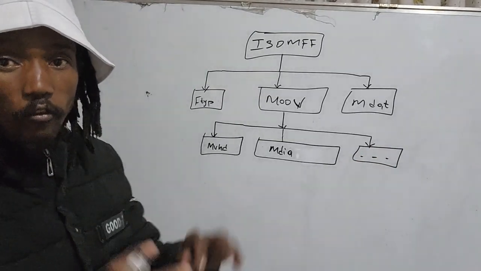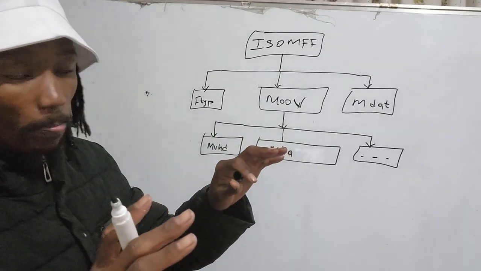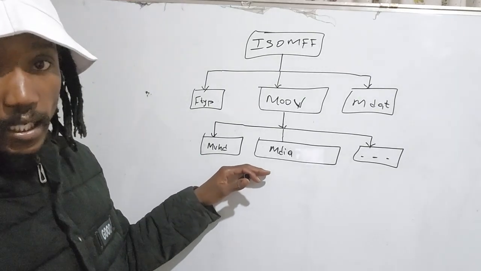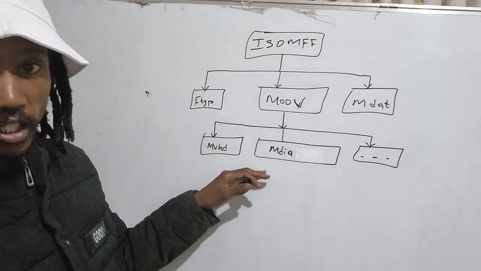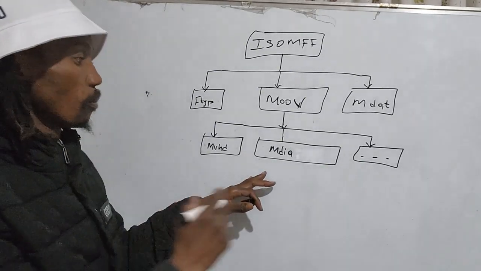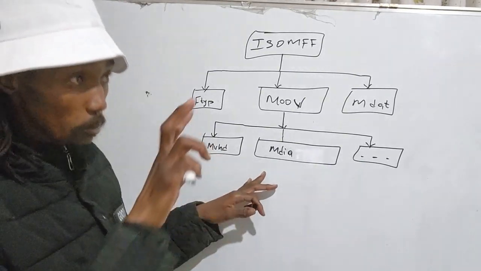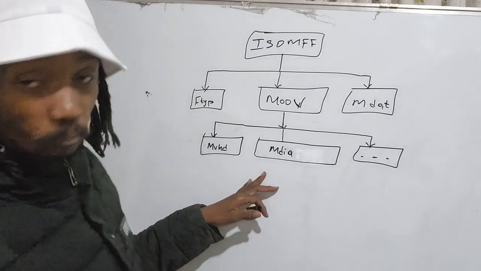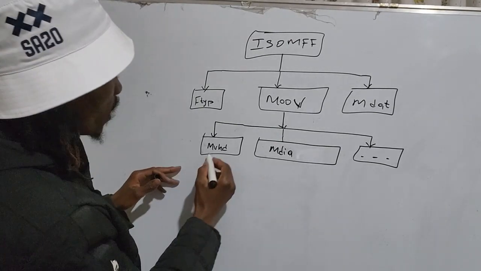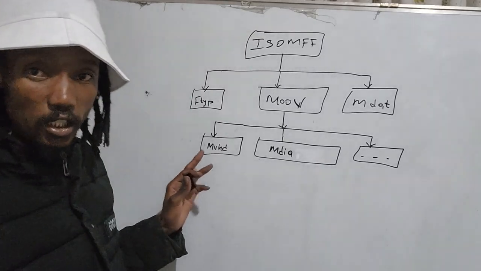I want to give you a brief context of how an MP4 file is actually structured, because there's an object that I want us to look at in this video, but I want to make sure that at least you've got a brief context of how an MP4 file is structured. Movie header, for example, is a content object.